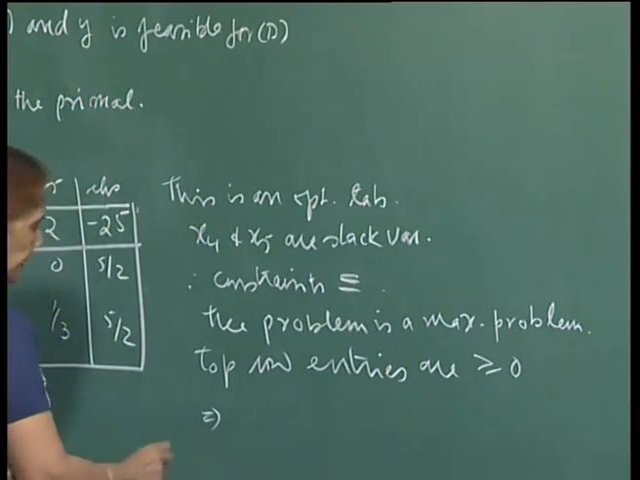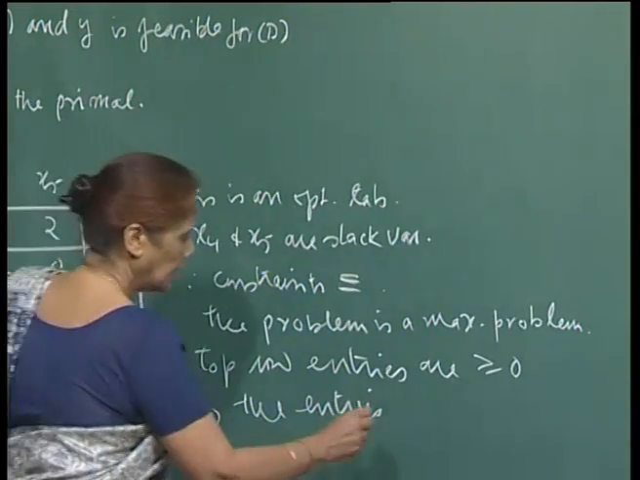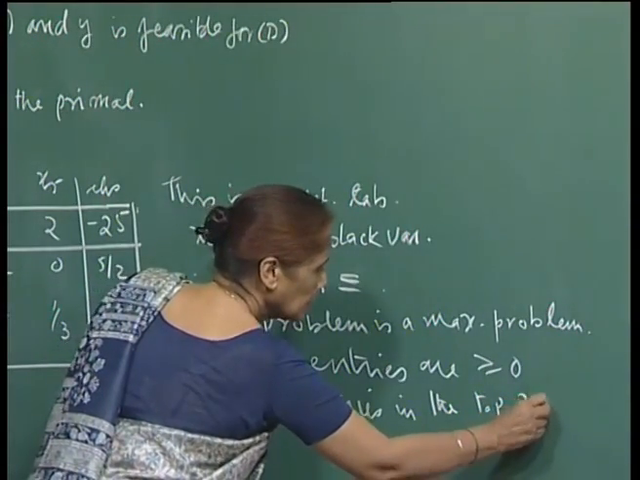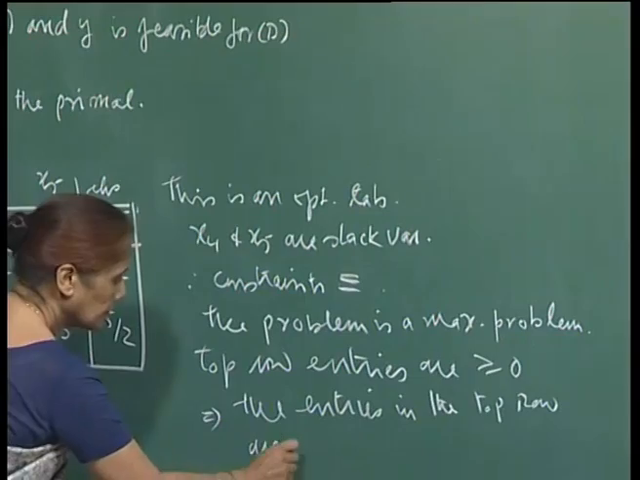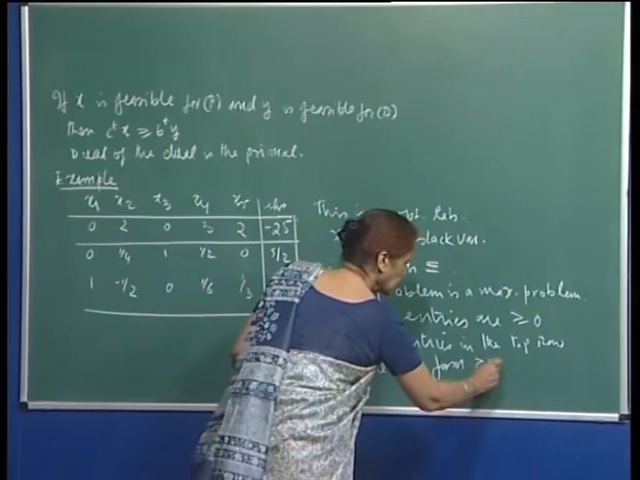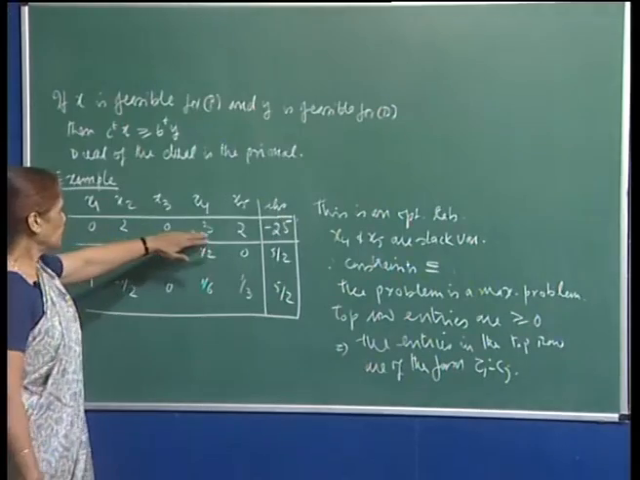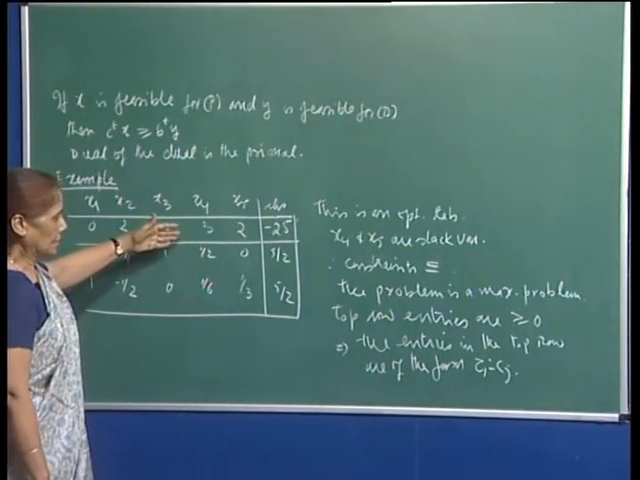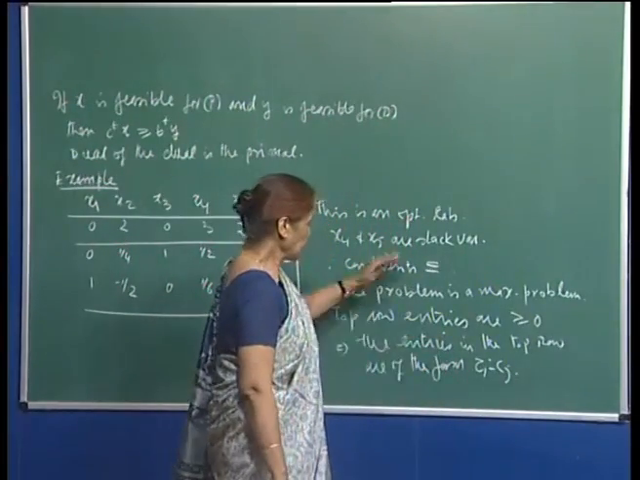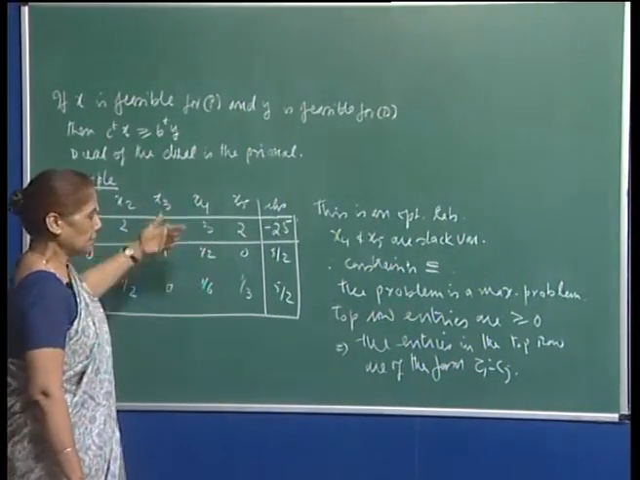This implies that the entries in the top row are of the form Zj minus Cj, right? Because if there was Cj minus Zj, then this would not be optimal. For a maximization problem, if the entries here were Cj minus Zj, then you can improve the value of the objective function further.